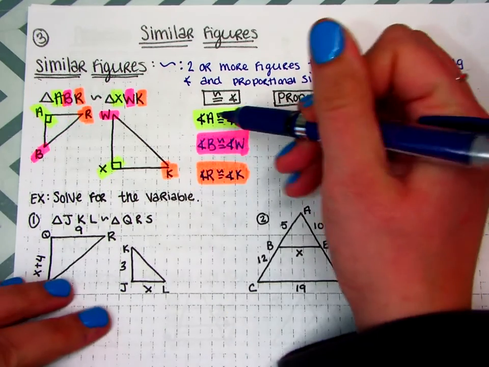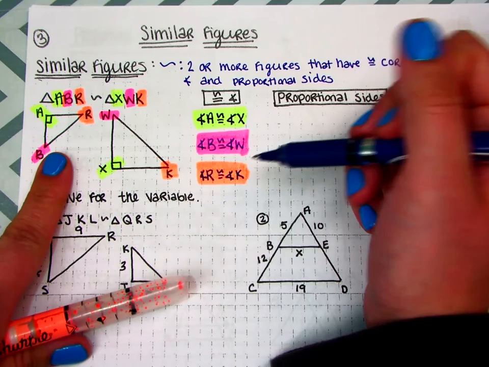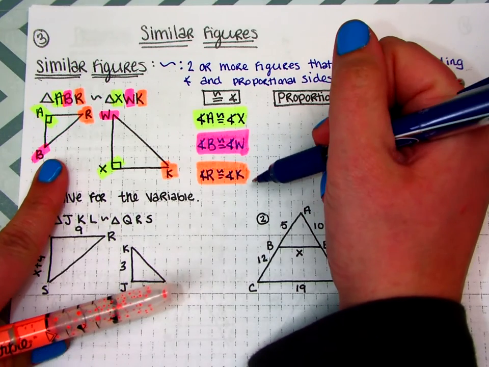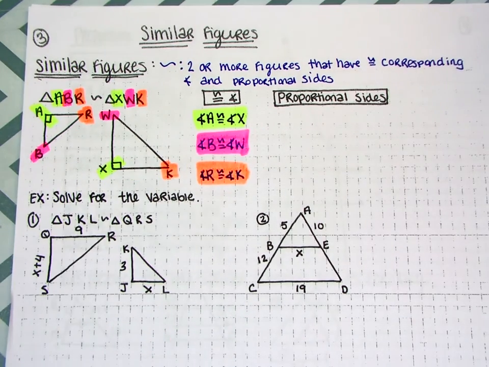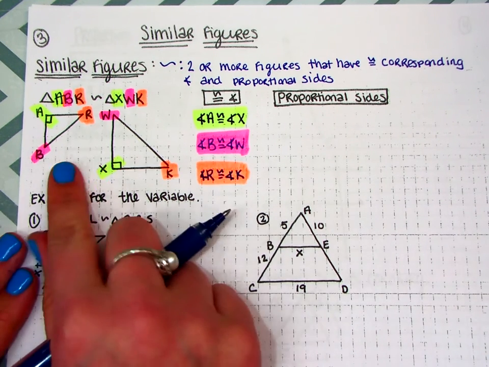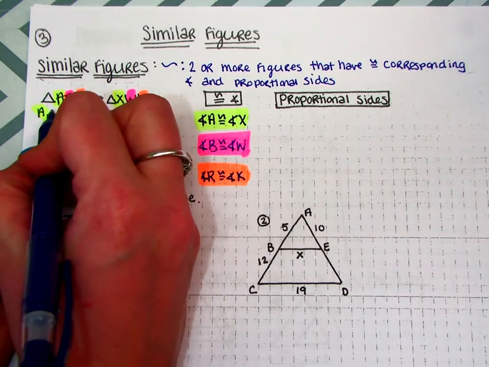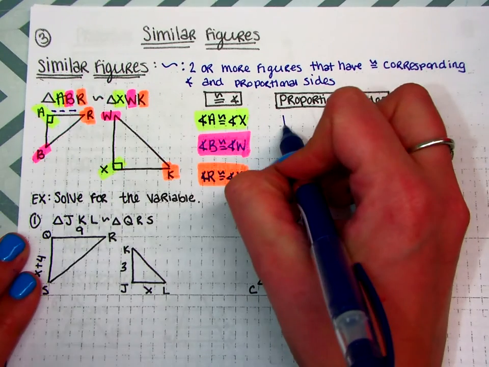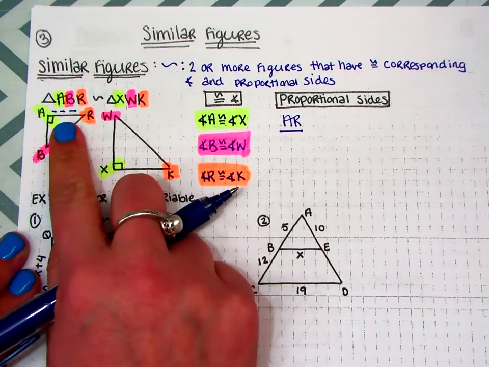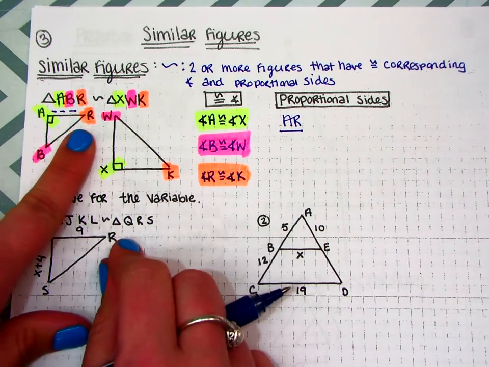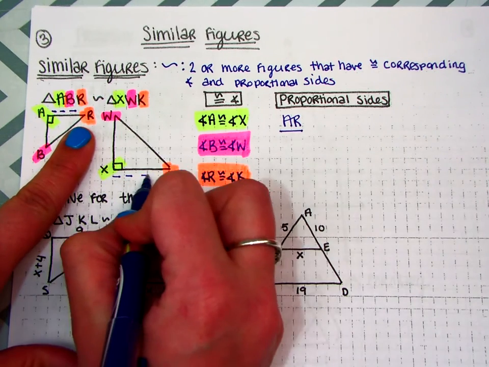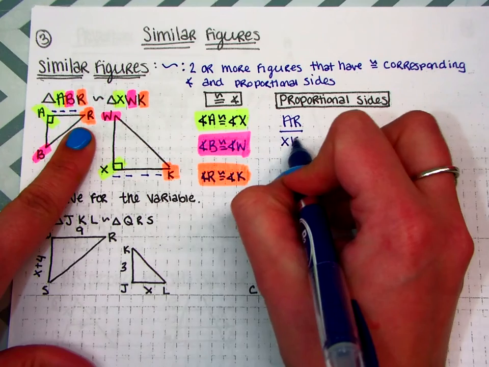So notice how we put A, B, and R first. That's the first triangle over here. Then we put X, W, and K second, which is the second triangle here. So keep everything in order. And the way that we are going to match our sides, so sides are proportional, is based on the angles. So A to R, side AR, corresponds to the side that matches the angle colors. So yellow, orange, yellow to orange, X to K.